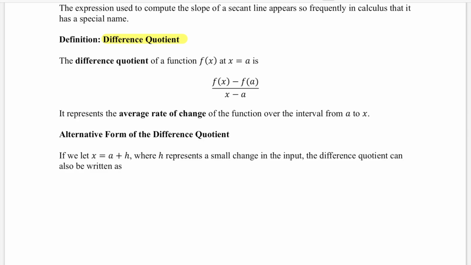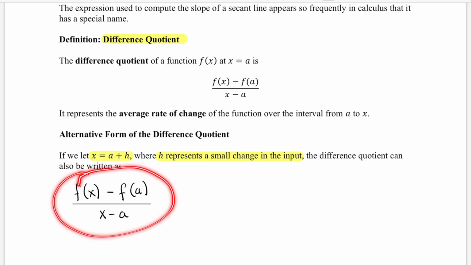Now, we're going to rewrite this expression in a slightly different way. This new form will be very important when we define the derivative. If we let x be a plus h, where h represents a small change in the input, then we can substitute that into our formula. Start with the original formula, f of x minus f of a over x minus a. We will replace x with a plus h.